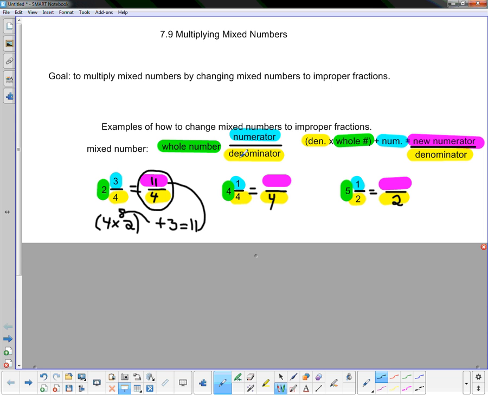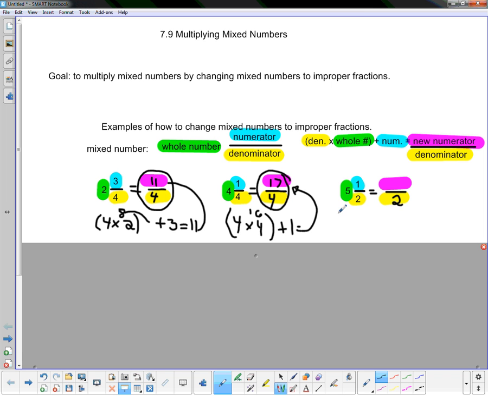Let's practice that again. Whole number times the denominator plus the numerator equals our new numerator, and the denominator stays the same. That's why I've already moved it over. So 4 times 4, I have 4 pieces, plus my numerator equals my new numerator. 4 times 4, well that's 16. 16 plus 1, that's 17. There's my answer.